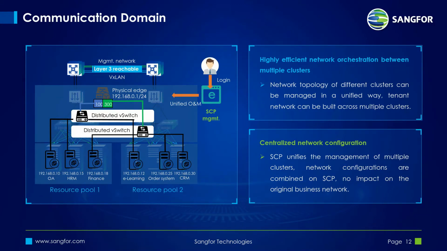Communication domain. This is supported by VXLAN. So let's say you have 2 or 3 HCI clusters spread between different locations. If you need to manage them, of course, you can have SCP to centralize the management. However, on the what-you-see-is-what-you-get page, you have to separate drag and drop operations on different clusters. You have a different window.